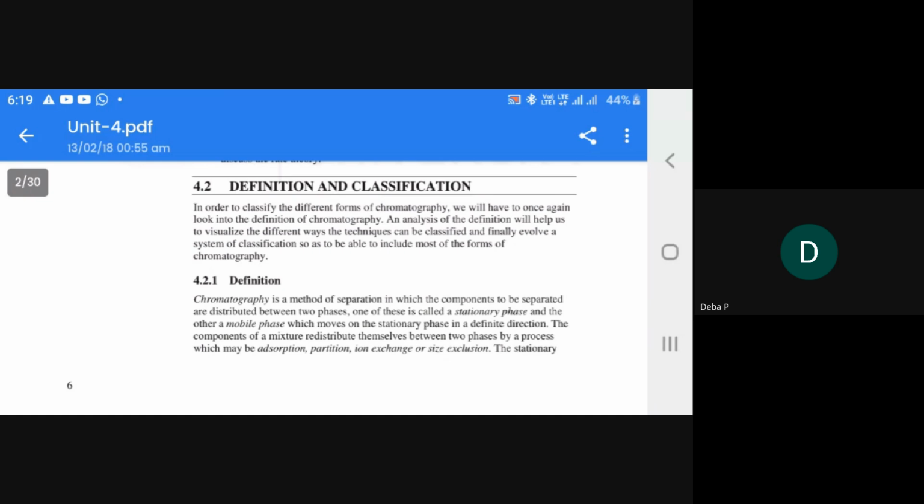Chromatography is a method of separation in which components to be separated are distributed between two phases. One of these is called the stationary phase, and the other is the mobile phase, which moves on the stationary phase in a definite direction. The components of a mixture redistribute themselves between the two phases by a process which may be adsorption, partition, ion exchange, or size exclusion.